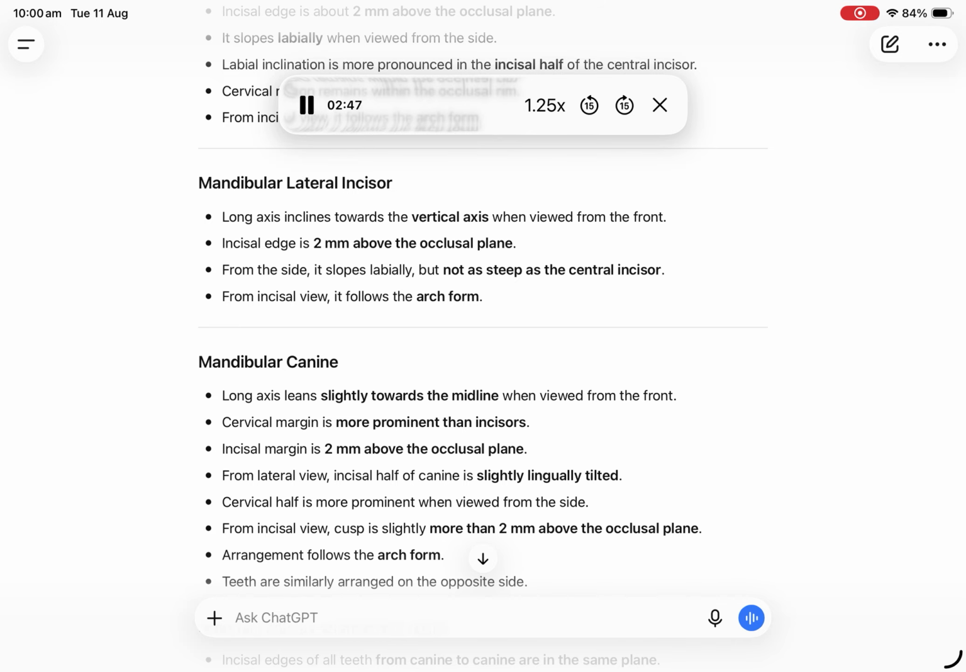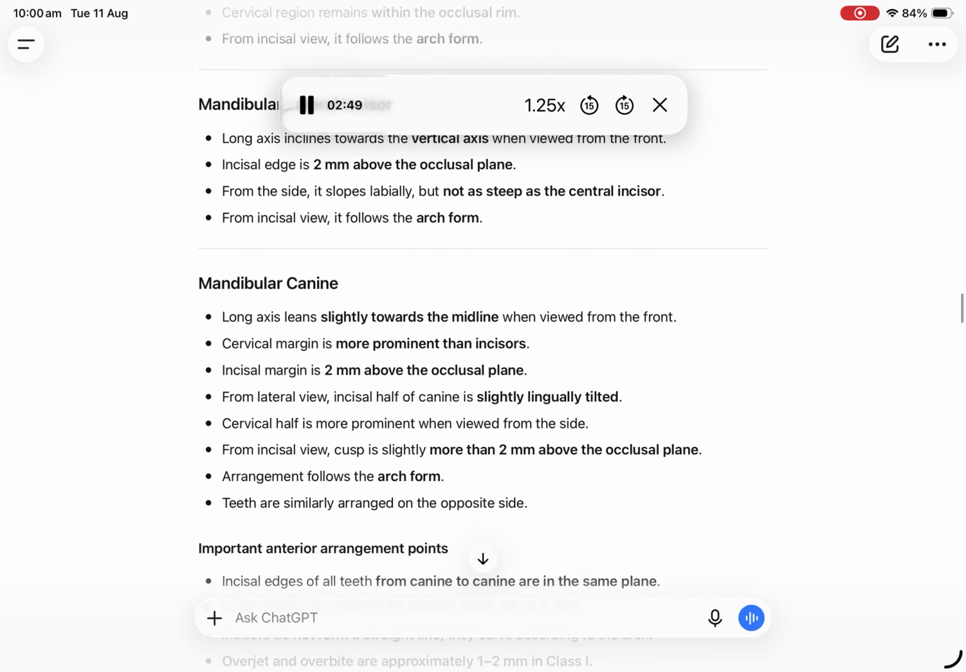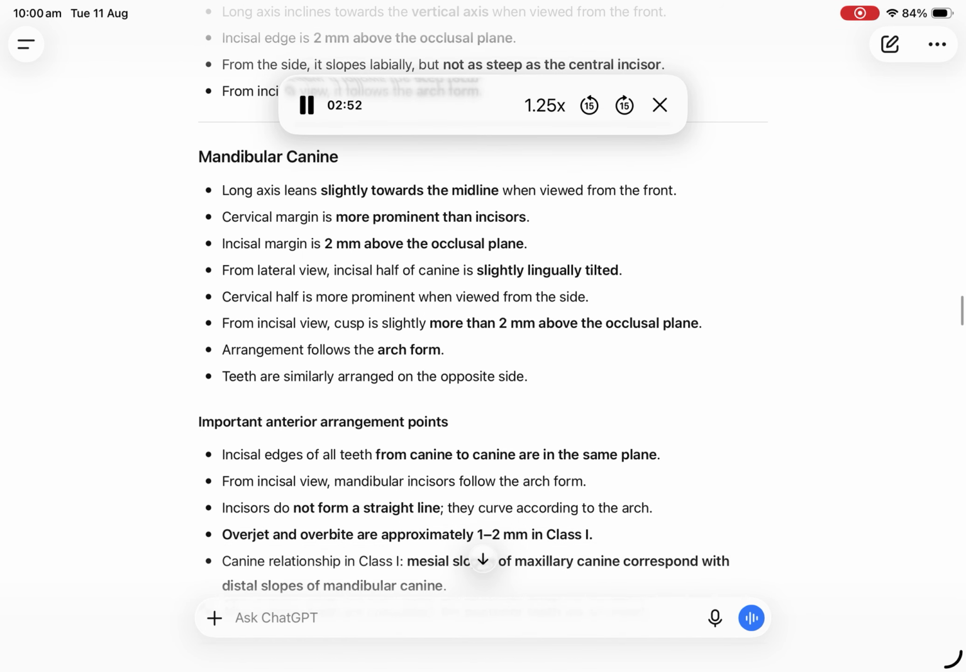Mandibular canine. Long axis leans slightly towards the midline when viewed from the front. Cervical margin is more prominent than incisors. Incisal margin is 2 millimeters above the occlusal plane. From lateral view, incisal half of canine is slightly lingually tilted.